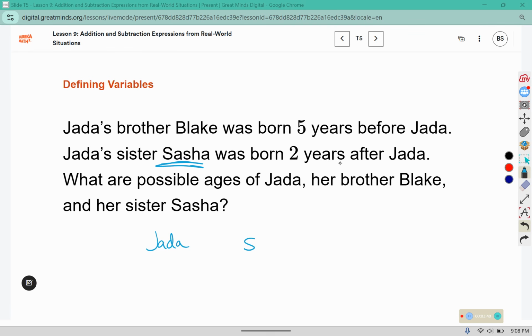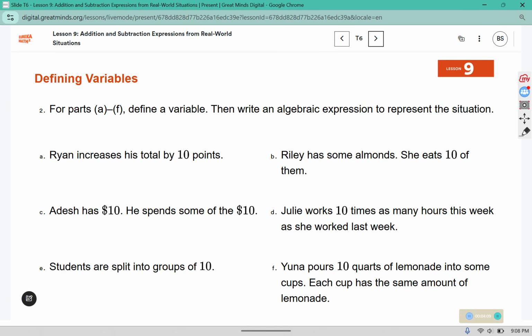If she was born 2 years after Jada, that means that Jada is 2 years older. So we can describe Jada using a J for Jada's age in years, or we can use Sasha's age plus 2 because she's 2 years older. So there were a couple of different expressions that we could write there. For parts A through F, define a variable, then write an algebraic expression to represent the situation.